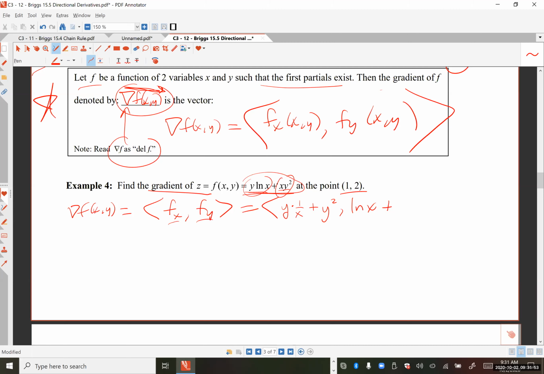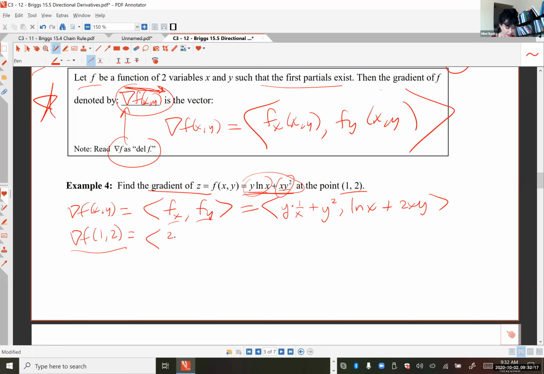Plus the derivative of xy squared with respect to y is? 2xy. Okay, got that, and we've got the gradient. And this gives us, we can find the gradient at any point as long as we know the coordinates x and y. So they want us to evaluate it specifically at the point (1, 2), and I'm just doing all the notation here, del f at (1, 2).